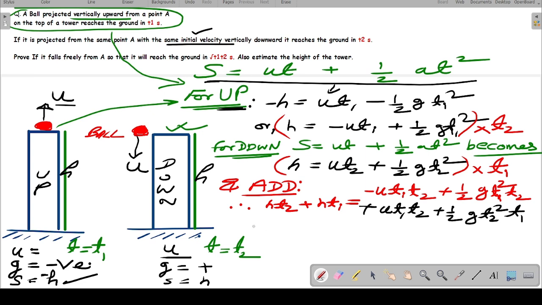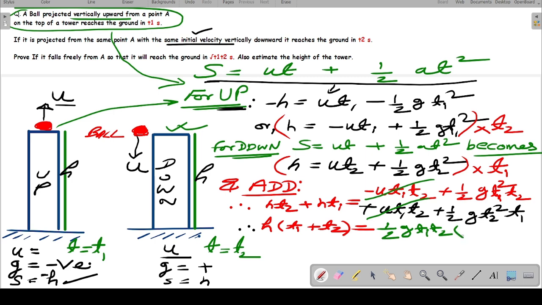So add the LHS and add the RHS. In the LHS you can see H can be taken common and we are left with H times T1 plus T2 in the bracket, is equal to, you can cancel out this term U times T1 T2. It will just cancel, the red and black. Now we are left with half G T1 square T2, half G T2 square T1.